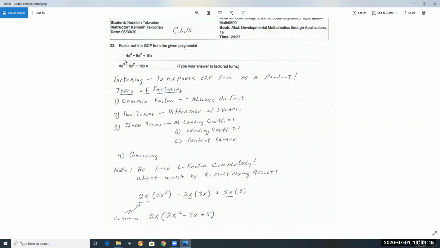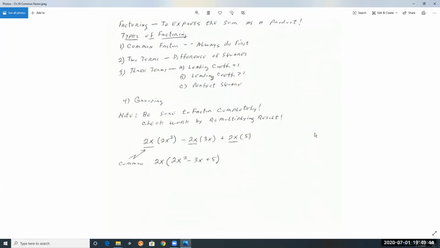Okay, let's take this problem, which is a trinomial. Let's first see if there's a common factor between each of the three terms. It looks like I found 2x is common. So 2x times 2x squared is 4x cubed. Minus 2x times 3x is minus 6x squared. And plus 2x times 5 is 10x. So I've underlined the common factor.